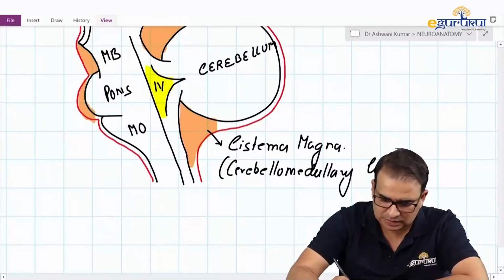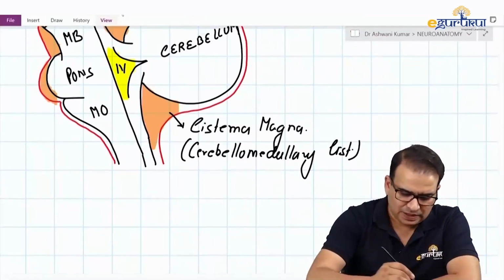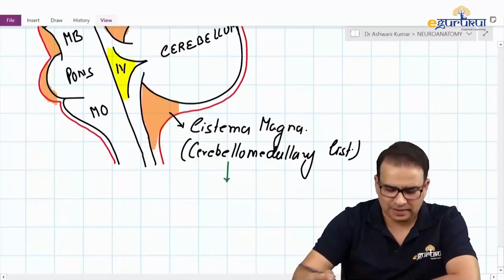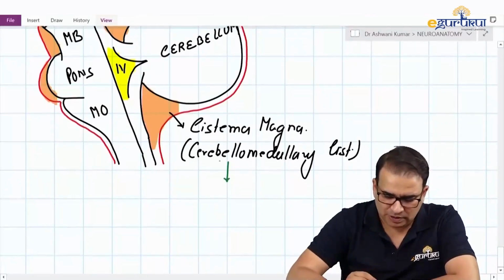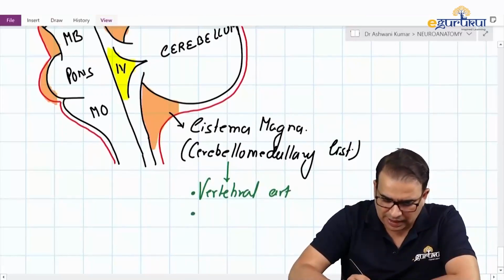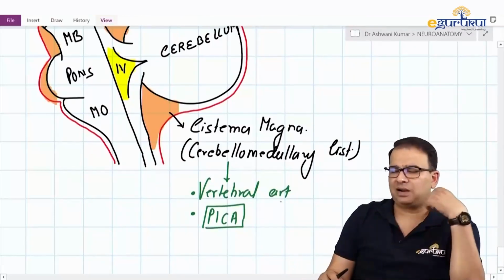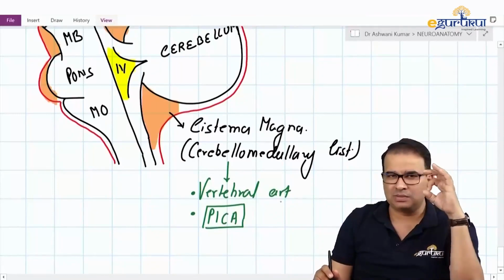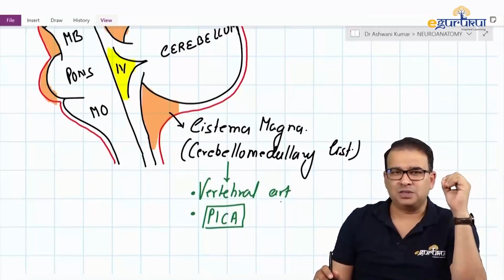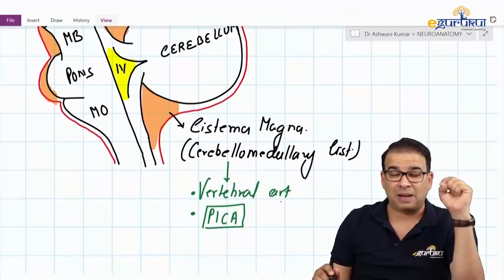And what is there in this cerebello-medullary cistern? Well, of course, CSF will be there. I don't have to write that. As content, we have a part of the vertebral artery, and also an important branch coming from the vertebral artery, that is PICA, posterior inferior cerebellar artery. We'll be discussing these arteries later on. So a part of vertebral artery, not entirely, and then posterior inferior cerebellar artery, are the two major blood vessels you will see present in the cisterna magna.